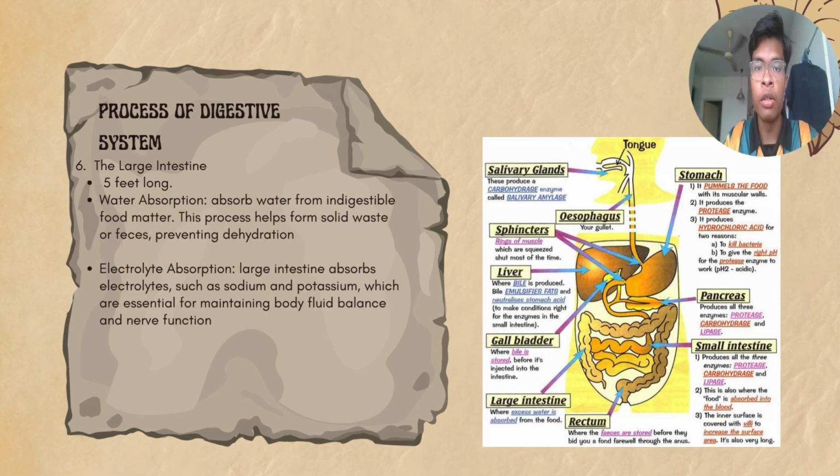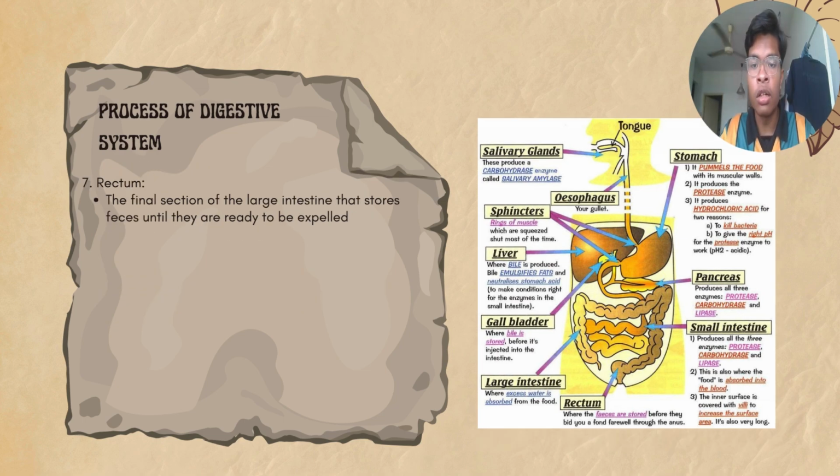Now, I would like to talk about the large intestine. The large intestine, also known as the colon, is about 5 feet long and it connects the small intestine to the rectum. Its primary function is to process waste and absorb water and electrolytes. For absorption of water, the large intestine absorbs water from the indigestible food matter. This process helps form solid waste, or feces, preventing dehydration. Now, for electrolyte absorption, the large intestine absorbs electrolytes such as sodium and potassium, which are essential for maintaining body fluid balance and nerve function.